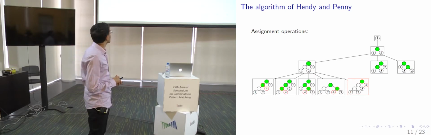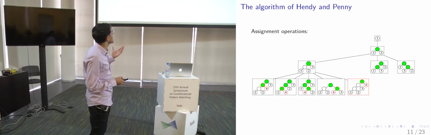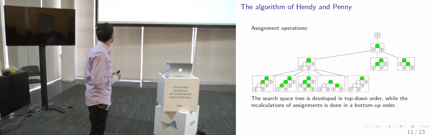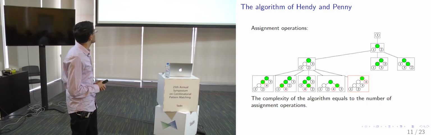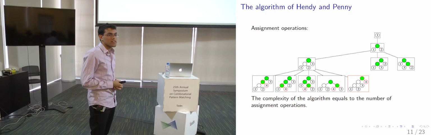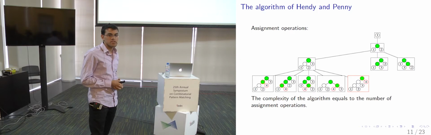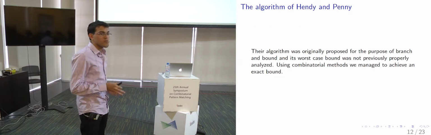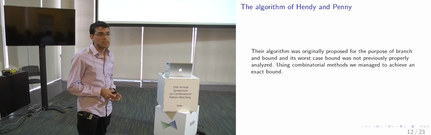We also note that the small parsimony calculations are bottom-up, while the search-based development of the phylogenies is built in a top-down order. This is one thing that we note. Now, as I said, our first contribution was to calculate the exact worst-case running time, which equals the number of assignment operations, and this is what we will count now. Again, they proposed this algorithm for the purpose of branch and bound, and they did not properly analyze its worst-case running time.